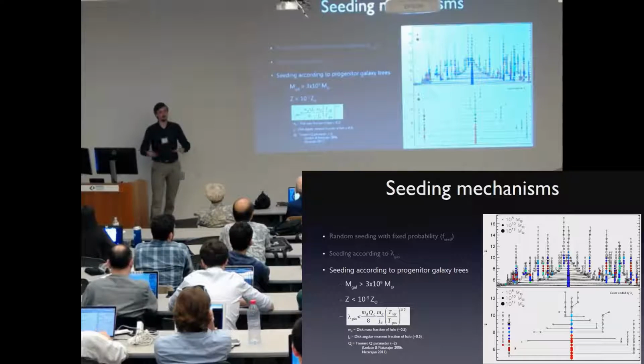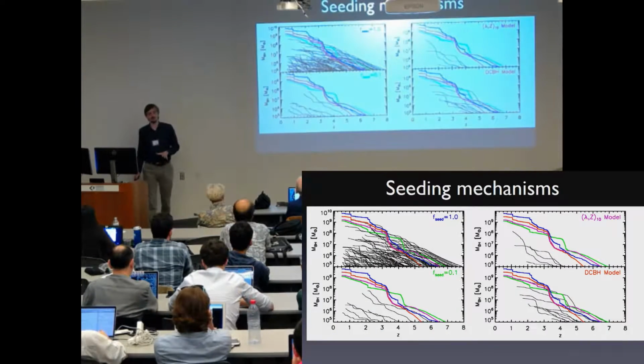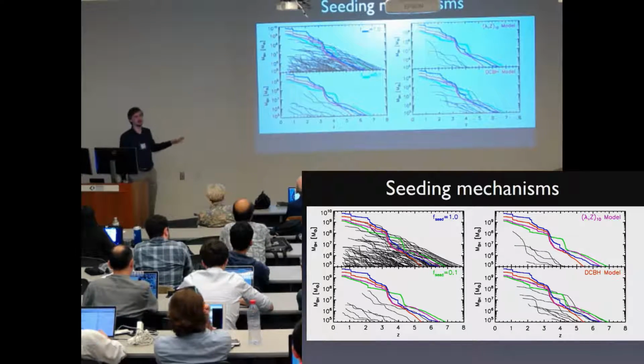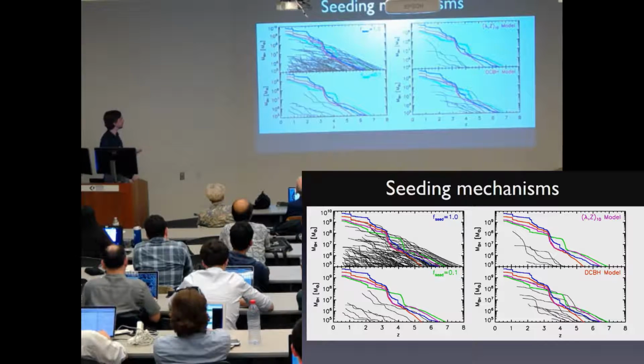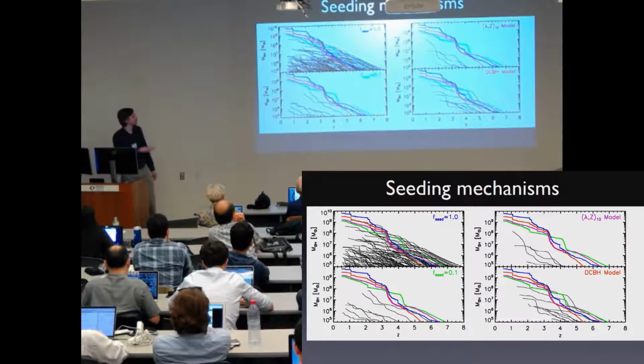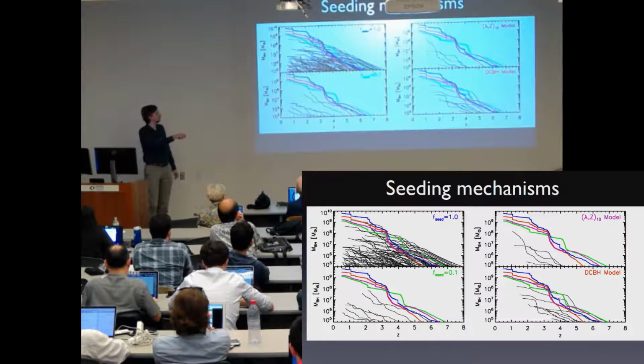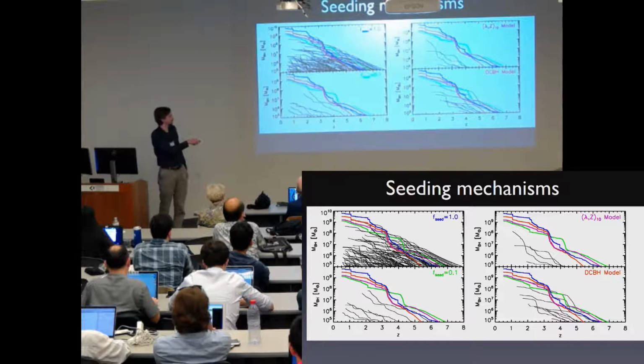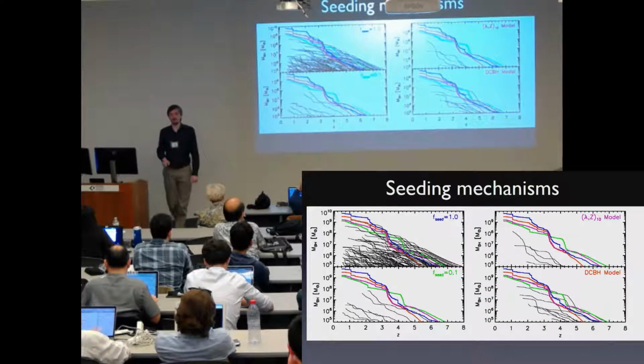And we allow for a more physically motivated seed model. And so then we get something more along the lines here. So you've got your original run. If you only seed 10% of those, you get something that looks like that. If you seed only 10% of them, but where you're selecting it based on local gas properties, you get something slightly different. And then here's when you do our direct collapse model.